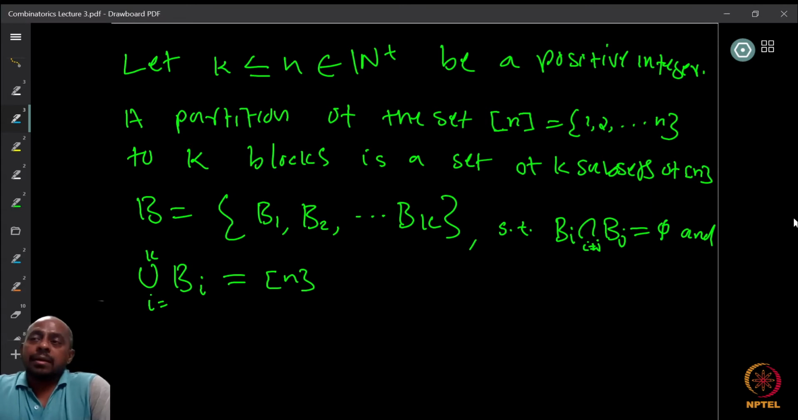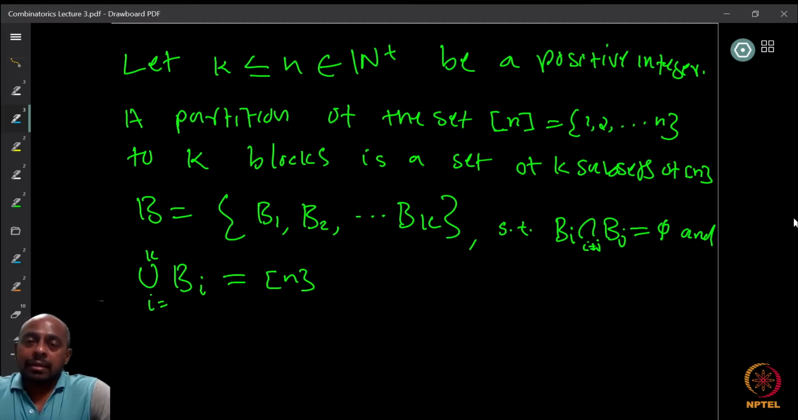Now let us look at a more general statement of what we were looking at. Let k less than or equal to n be a positive integer. So n is a natural number again, and k is also a natural number. Now a partition of this set, let's say the set 1 to n, into k blocks is a set of k subsets of the set 1 to n.